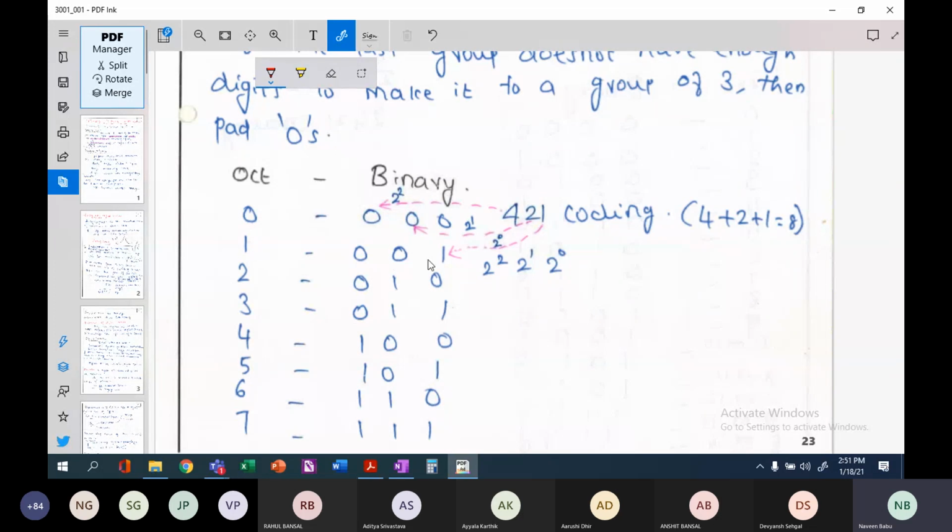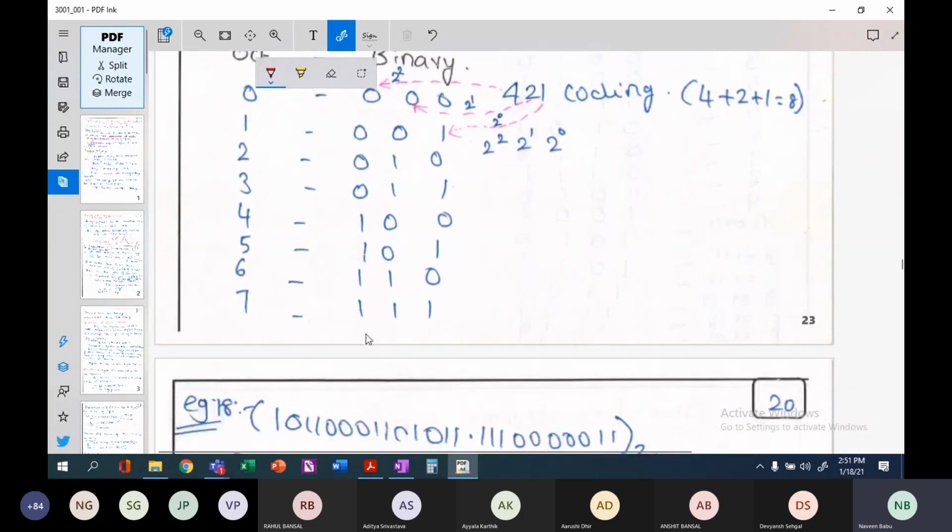And how did I get this? It is very simple. If I take 7, this positional bit is 2 power 0, this positional bit is 2 power 1, and this positional bit is 2 power 2. What is 2 power 0? It is 1, plus 2 power 1 is 2, and 2 power 2 is 4. Now add these three things: 4 plus 2 plus 1 is nothing but 7.